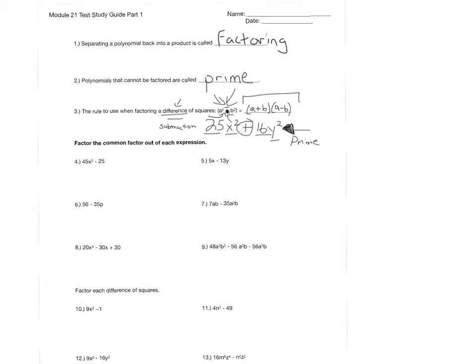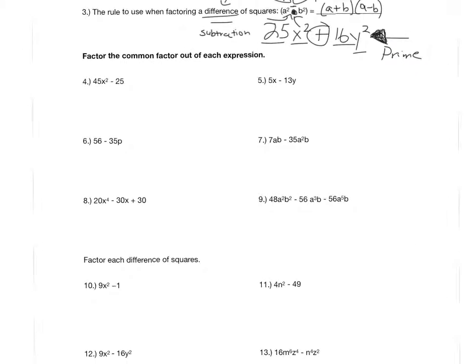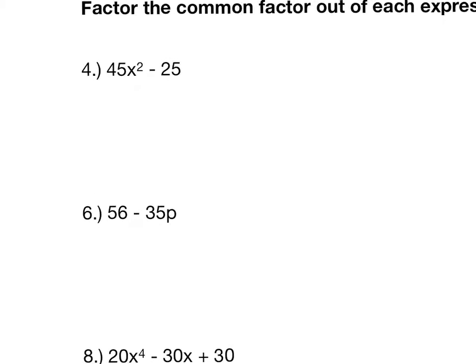Now, before we get into actually factoring, make sure you try all these out on your own, because that's the best way to actually study, to make sure that you know how to do it on your own. All right? So number 4, we are asked to factor by finding the greatest common factor. We first look at the coefficients, 45 and the constant 25, and we want to find the greatest common factor of those two numbers.